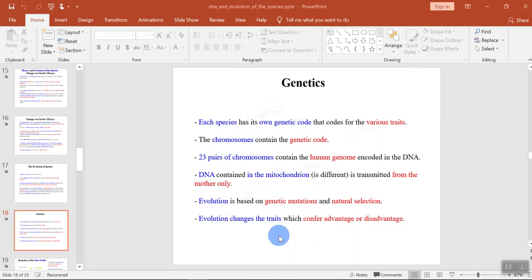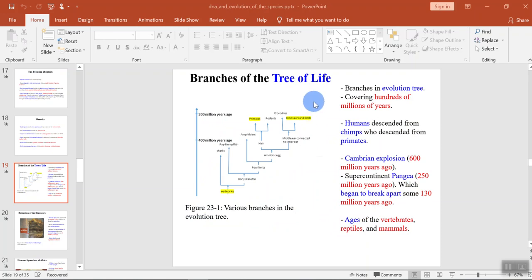Evolution changes the traits which confer advantage and disadvantage. Here we're showing branches of the tree of life. So branches in the evolution tree, covering hundreds of millions of years. Humans descended from the chimps, which descended from the primates. The Cambrian explosion was some 600 million years ago. There was a supercontinent called Pangaea, which began to break apart some 130 million years ago.